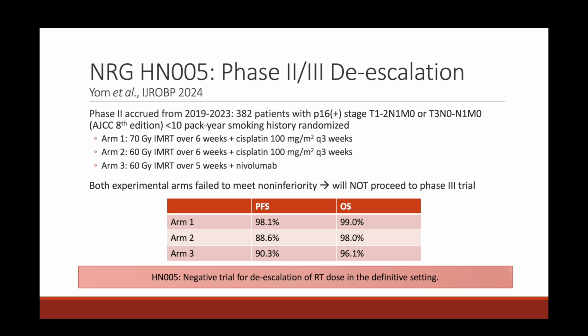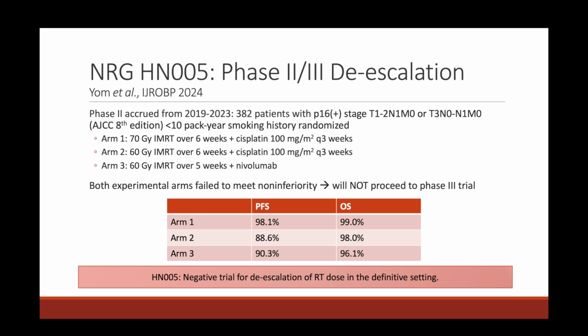That brings us to HN005, which was originally designed as a phase 2/3 trial, but because the phase 2 portion was negative, unfortunately, it will not be proceeding to a phase 3 trial. But this was trying to study de-escalation in a phase 3 setting. So this study recruited patients with P16 positive stage T1 to T2 N1 or T3 N0 to N1 tumors, and they had to have less than 10 pack year smoking history, and they randomized them to one of 3 arms.